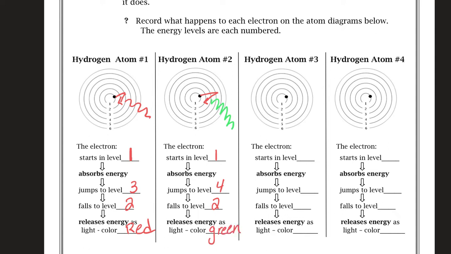So the difference between red and green is that with green, more energy is being given off. Let's take a look at hydrogen atom number 3. It's going to start in level 1 again. When that little electron absorbs energy, this time it's going to jump all the way out to energy level number 5. Again, it's going to fall back to 2, and it's falling back more energy levels. So again, it's jumping to 5 and falling back to 2. And this time when it releases energy, it's going to be released in the color blue.